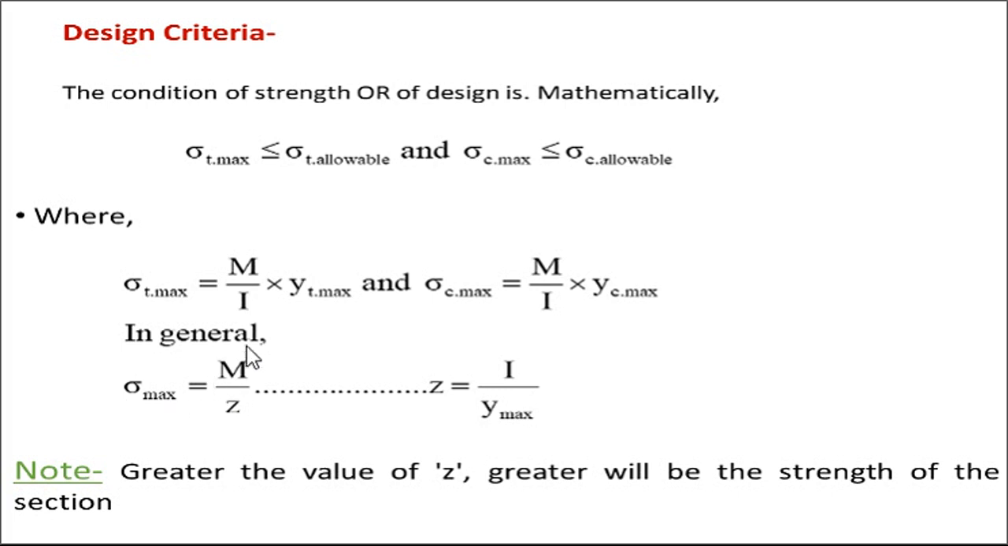In general, sigma max is equal to M upon Z, where Z is the section modulus, I upon y max. So the maximum stress can be determined in general as M upon Z, and Z is I divided by y max. Greater the value of Z, greater will be the strength of the section. If the value of Z is larger, the strength of the section is also greater.